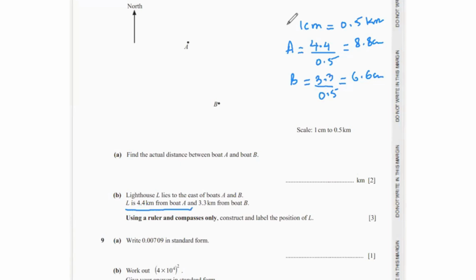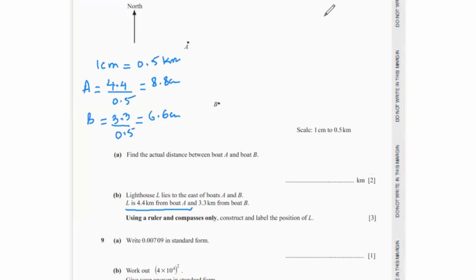Then you will open your compass to 6.6 centimeters this time, put it at vertex B, and draw another arc towards the right-hand side to mark the position of the lighthouse from point B. So basically, these are going to be your arcs, something like this. Your arcs will be intersecting at a point. The point where they intersect is going to be the position of the lighthouse.